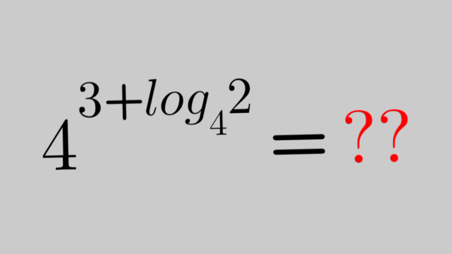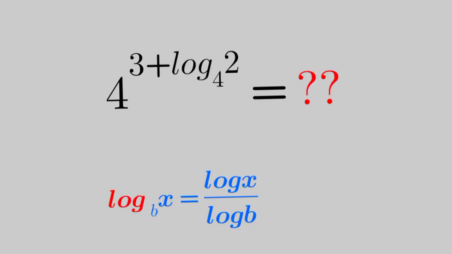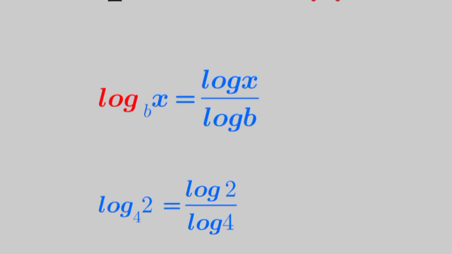Yeah, you actually got it right. We're going to use the law of logarithm that says when you have log x base b, it can be written as log x all over log b. So when we apply that on our log 2 base 4, we have log 2 all over log 4. Now, what is the next step we're going to take?